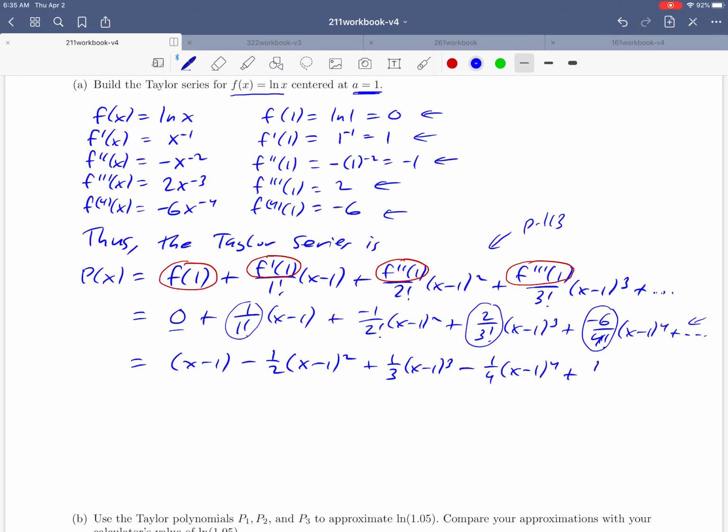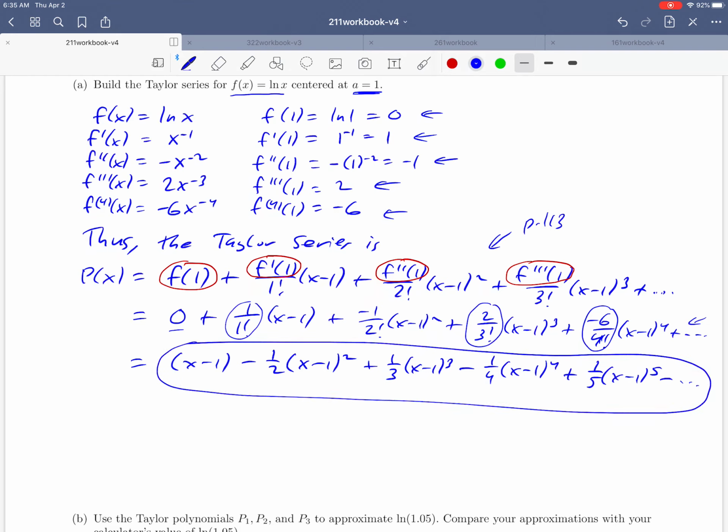Okay, I would predict a plus 1 over 5, x minus 1 to the 5th, and the pattern would just continue. Okay, and so there's our answer to part A. That is the Taylor series for the function natural log of x.